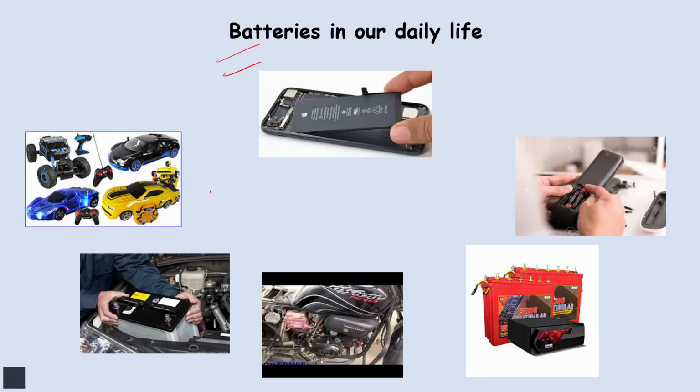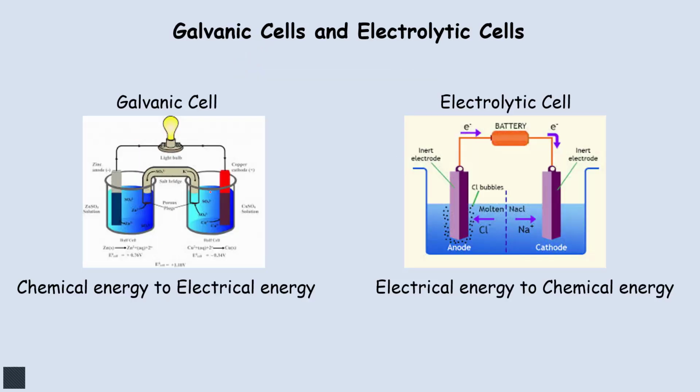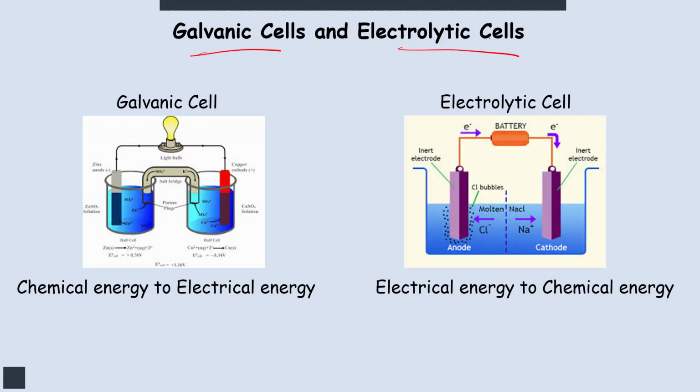In electrochemistry, we come across mainly two types of cells: galvanic cells and electrolytic cells. In a galvanic cell, chemical energy is converted to electrical energy. Certain chemical reactions are used to produce electric current. Electric current is produced in a galvanic cell. In an electrolytic cell, electrical energy is converted to chemical energy. So in an electrolytic cell, electric current is used up, consumed, to make certain reactions happen.